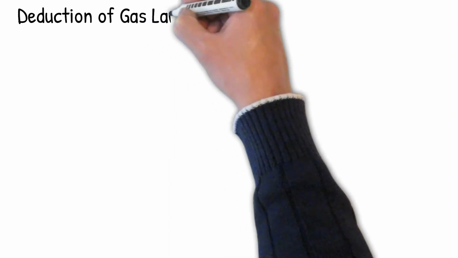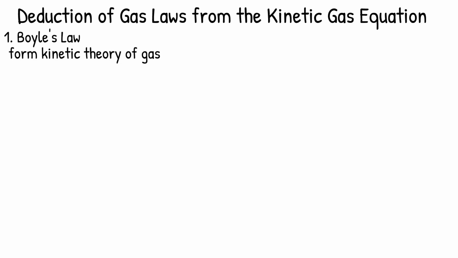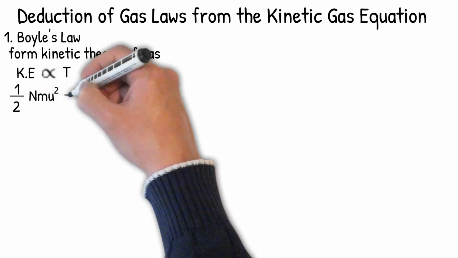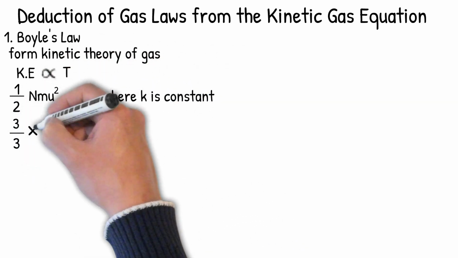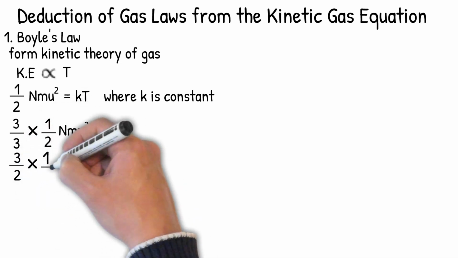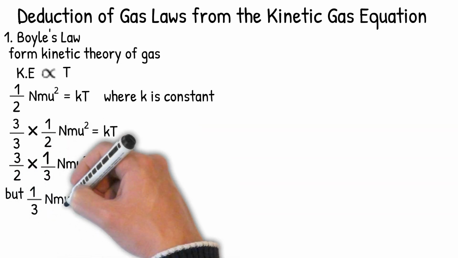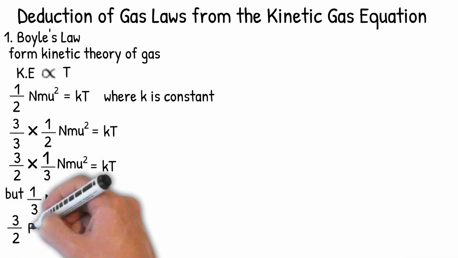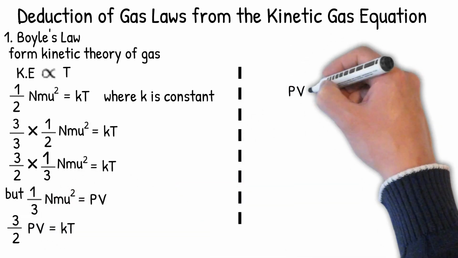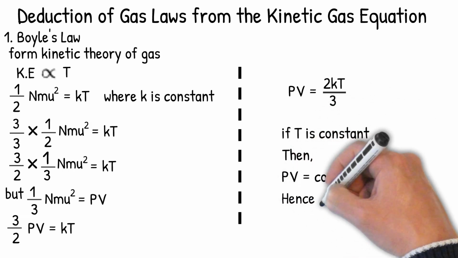Deduction of gas laws from kinetic gas equation. Number 1. Boyle's law. From kinetic theory of gas, kinetic energy is proportional to absolute temperature. Kinetic energy equals 1 over 2 nmu² equals kT, where k is a constant. Introducing a fraction of 3 over 3, 3 over 2 times 1 over 3 nmu² equals kT, where the 3 cancels itself, so it doesn't change the meaning of the equation. But 1 over 3 nmu² equals PV. Then 3 over 2 PV equals kT. PV equals 2kT divided by 3. If T is constant, then PV equals constant, hence Boyle's law.